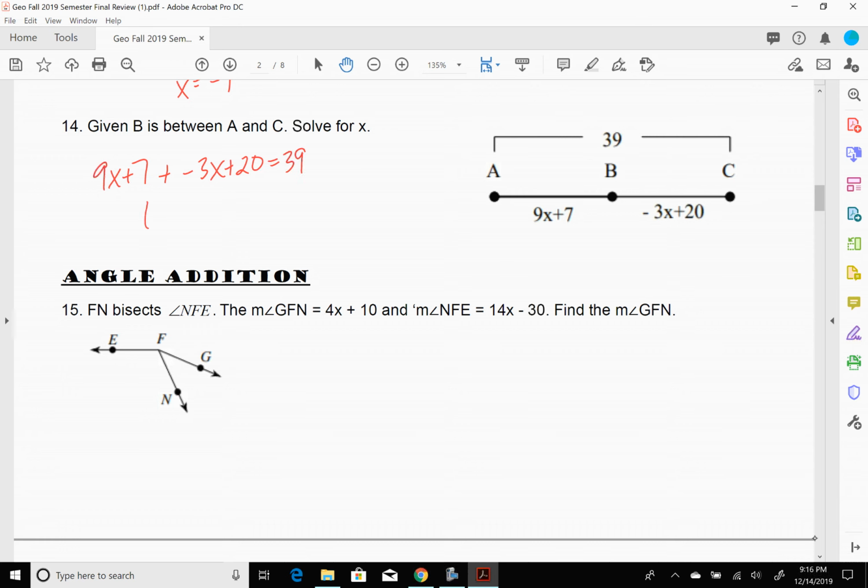9x minus 3x, that's 6x. 20 and 7, that's 27. Is equal to 39. So take away 27, and so you get 6x is equal to 12. Divide by 6, so x is 2. And there we go.